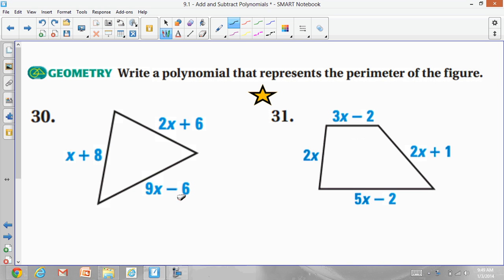Let's continue with 9.1. Write a polynomial that represents the perimeter of the figure. The perimeter will be nothing but adding all the sides up. So copy down question number 31 along with the picture and along with the dimensions given. To find the perimeter, you need to add all the sides up.